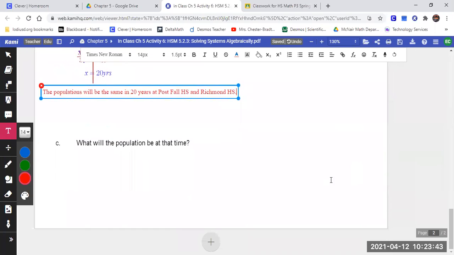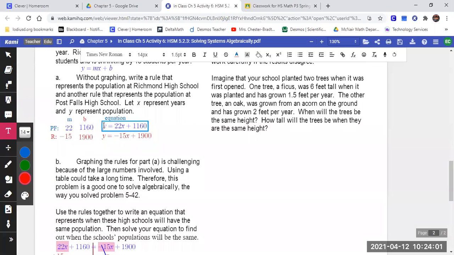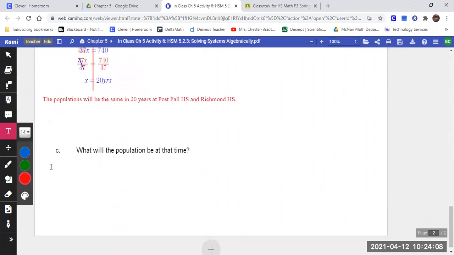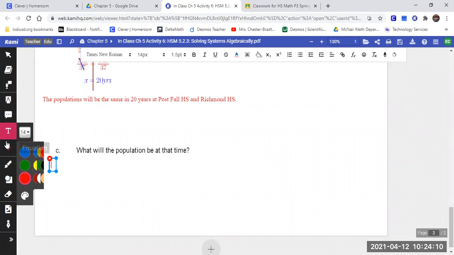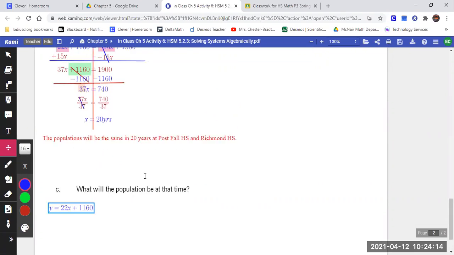Okay, so now we have to find out what the population will be. So we're taking one of the equations for finding the population and one of the equations for the check. Does it matter which one is which? No. So we're going to bring both of the equations down below and we're going to pick which one do we want to be the population one and which one do we want to be the check.